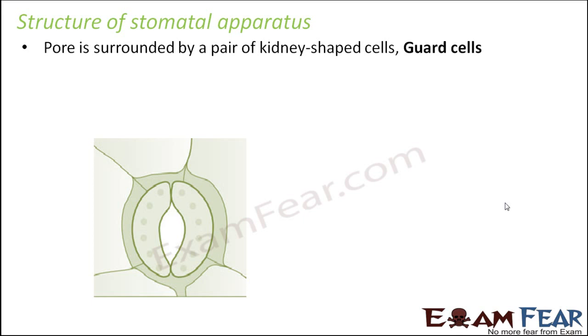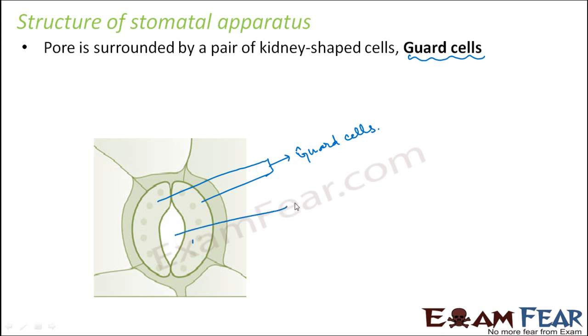The pore, or the hole which we are seeing here, is surrounded by a pair of kidney-shaped cells known as guard cells. So here you can see two kidney-shaped cells, this and this. They both are the guard cells, right? And in between, this is the stomatal pore.